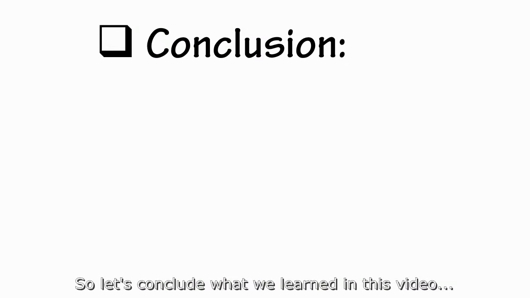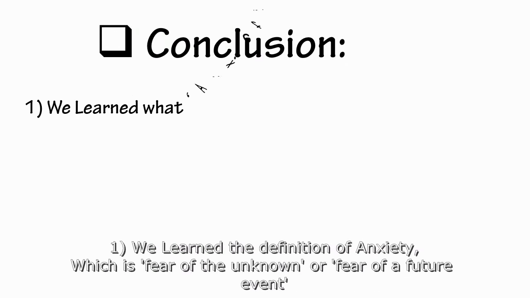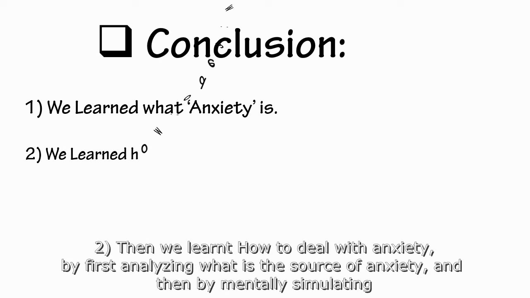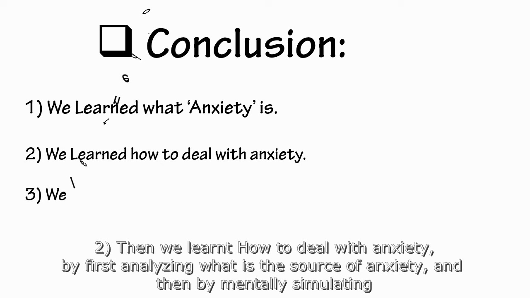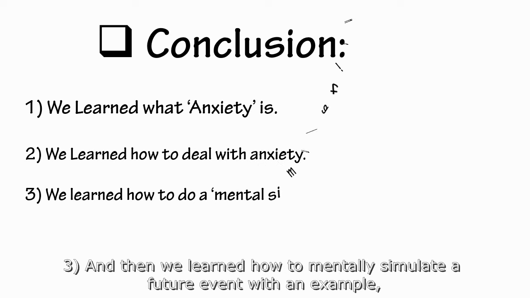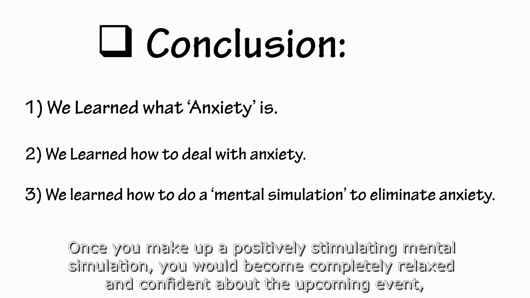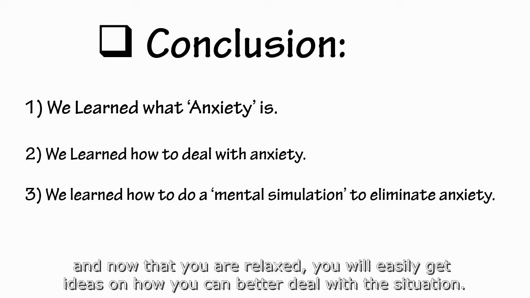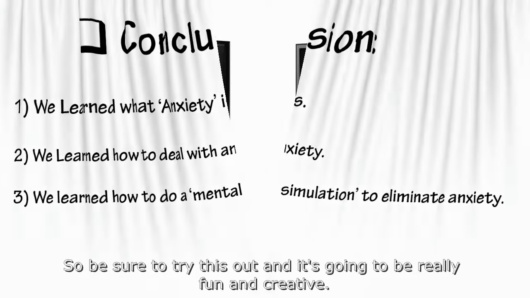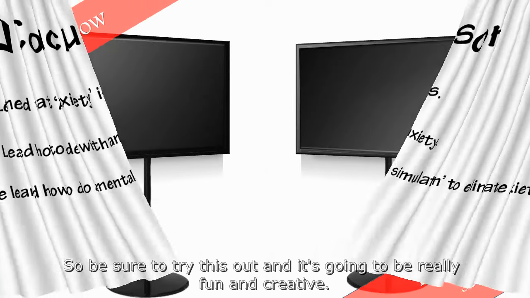So let's conclude what we learned in this video. We learned the definition of anxiety, which is fear of the unknown or fear of a future event. Then we learn how to deal with anxiety by first analyzing what is the source of anxiety and then by mentally simulating. And then we learned how to mentally simulate a future event with an example. Once you make up a positively stimulating mental simulation, you would become completely relaxed and confident about the upcoming event. And now that you are relaxed, you will easily get ideas on how you can better deal with the situation. So be sure to try this out, and it's going to be really fun and creative.